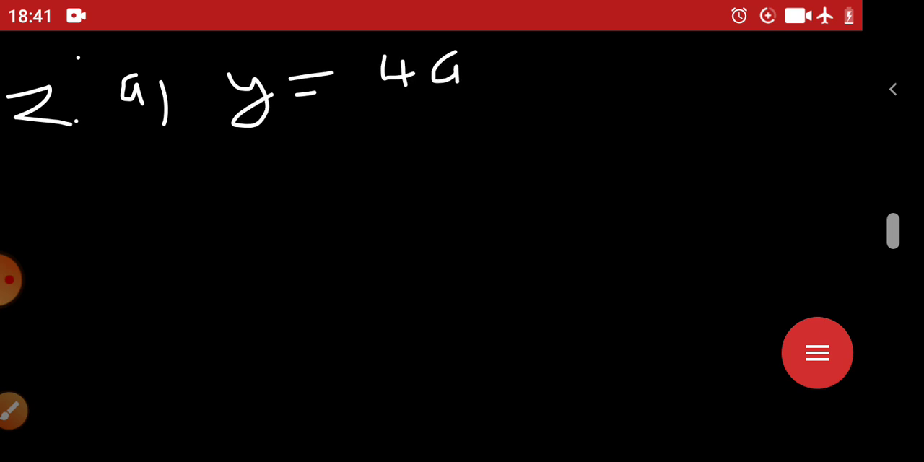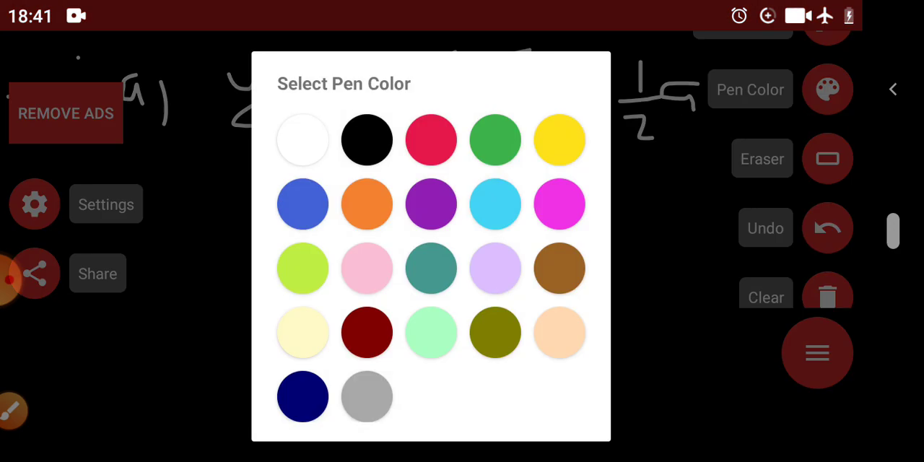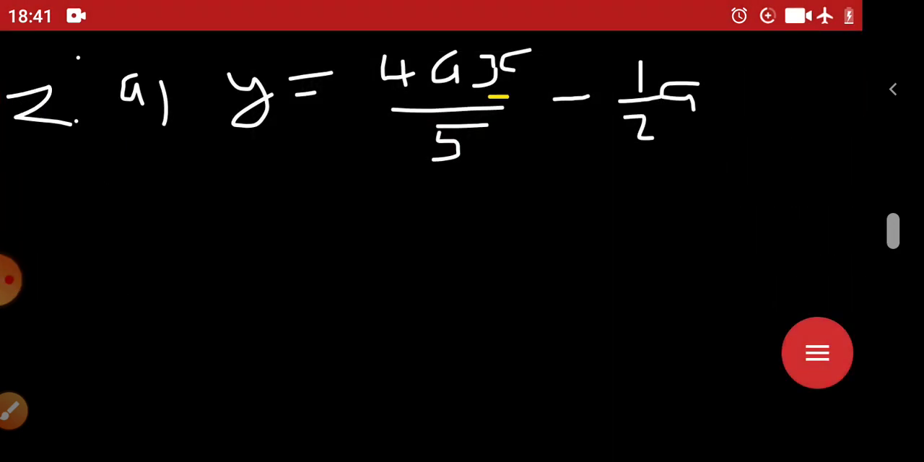So now let's go to question 2, and let's do a. Question 2a says we need to transpose to x. So we have y is equal to 4ax over 5 minus half a. So we need to make x the subject of the formula.